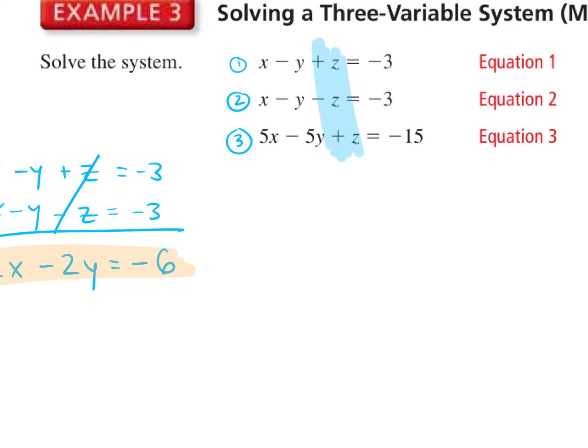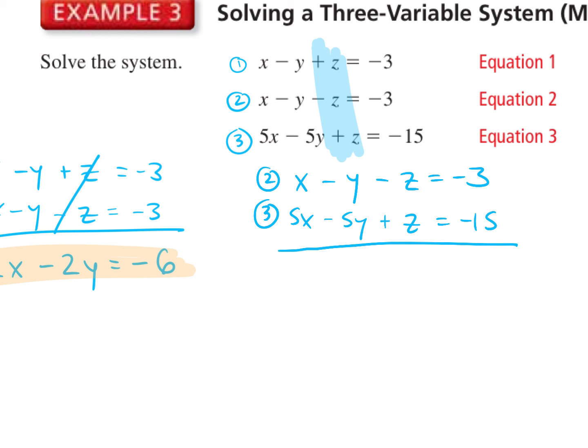2 and 3. That works because our z's are going to cancel out right away too. So I have x minus y minus z is equal to negative 3. And 5x minus 5y plus z is equal to negative 15. So my z's cancel, so I can just combine everything else. What is x plus 5x? 6x. What is negative y minus 5y? Negative 6y. And negative 3 minus 15? Negative 18.